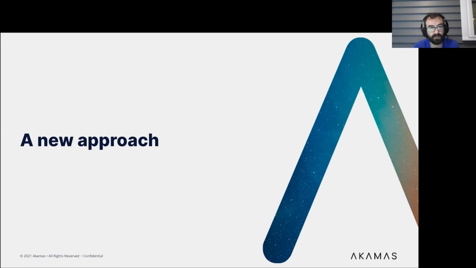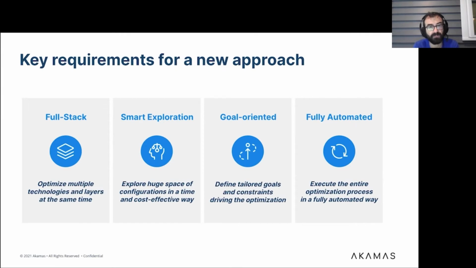This complex problem requires a new approach. At Akamas, we have identified 4 key requirements that we believe are required to effectively solve this class of problem. First, the new approach should allow a full stack optimization, meaning that it has to be able to optimize several different technologies at the same time. The optimization cannot focus only on Spark parameters or on a cluster definition, but has to identify the best parameters for both layers at the same time.